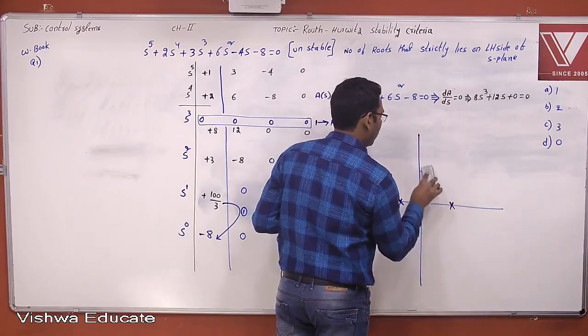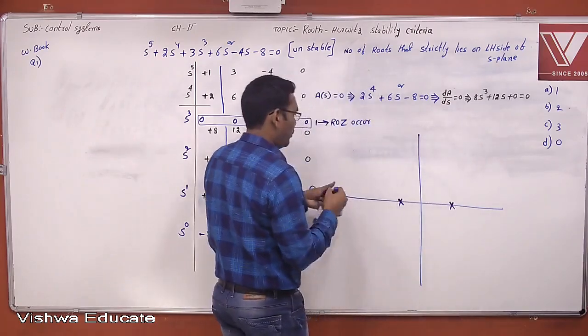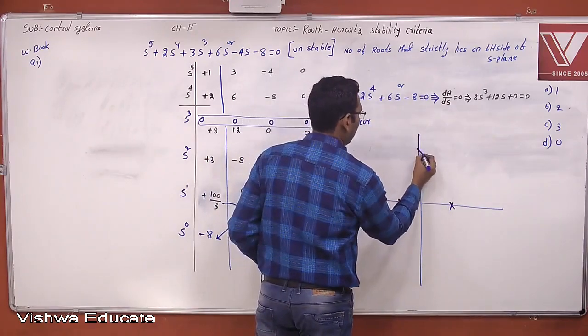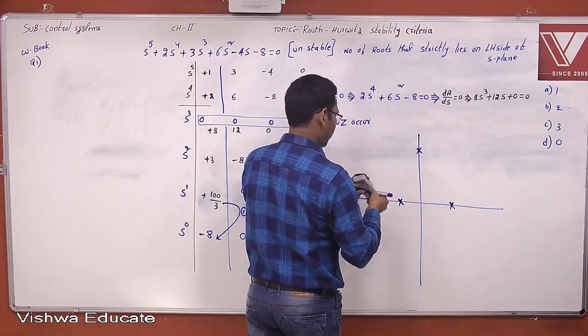Now see here. Now the poles are arranged symmetrically. Let us assume this is one pole.